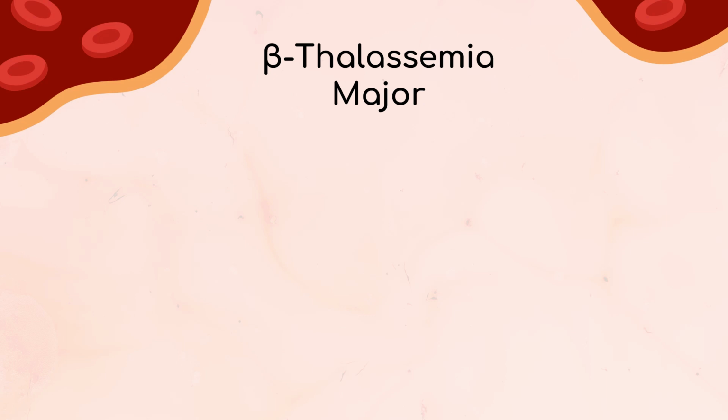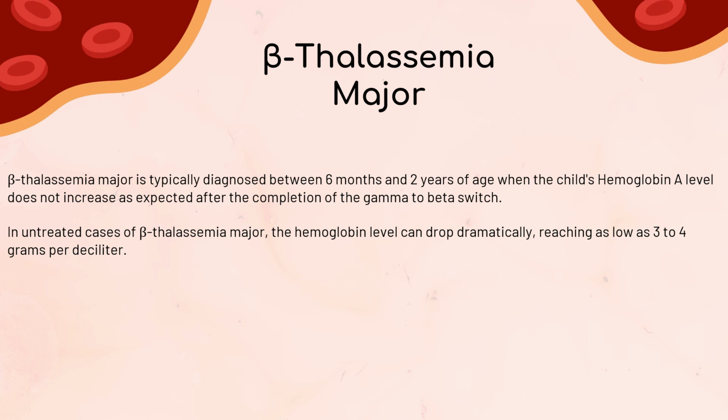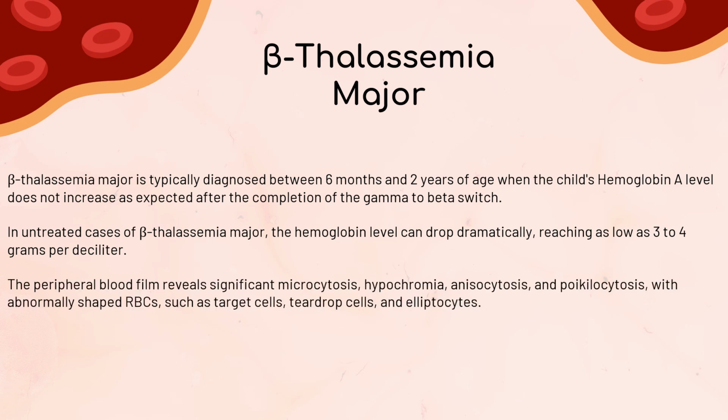Then we have beta-thalassemia major. Beta-thalassemia major is typically diagnosed between 6 months and 2 years of age when the child's hemoglobin A level does not increase as expected after the completion of the gamma to beta switch. In untreated cases of beta-thalassemia major, the hemoglobin level can drop dramatically, reaching as low as 3 to 4 grams per deciliter. The peripheral blood film reveals significant microcytosis, hypochromia, anisocytosis, and poikilocytosis, with abnormally shaped RBCs, such as target cells, teardrop cells, and elliptocytes.